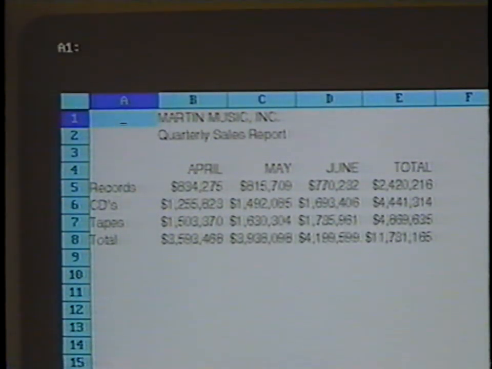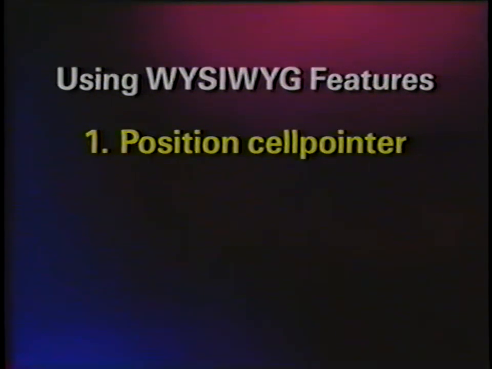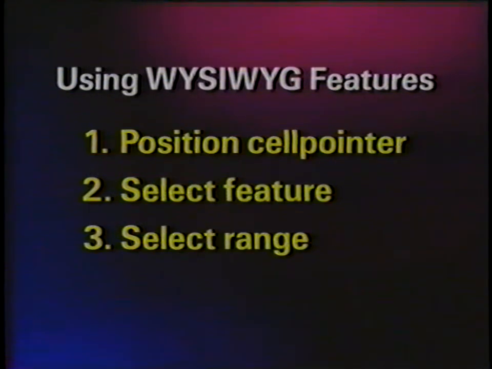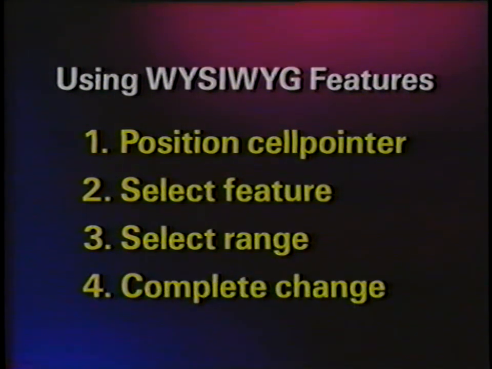With WYSIWYG, you see just how the spreadsheet will look when you print it. Now let's use the WYSIWYG features to improve the appearance of this spreadsheet. The WYSIWYG features are all selected from the WYSIWYG menu, which you use just like the 1, 2, 3 menu. And you use WYSIWYG features with the same steps you use for regular 1, 2, 3 features. First, position the cell pointer where you want to make the changes. Second, select the feature you want to use. Third, select the range where you want to make the changes. And fourth, complete the change.